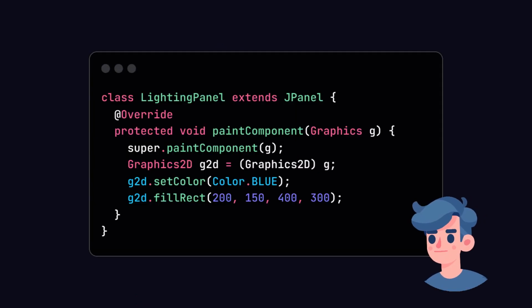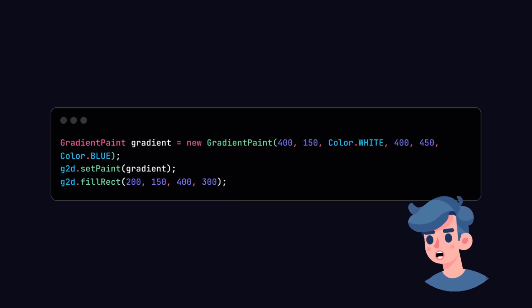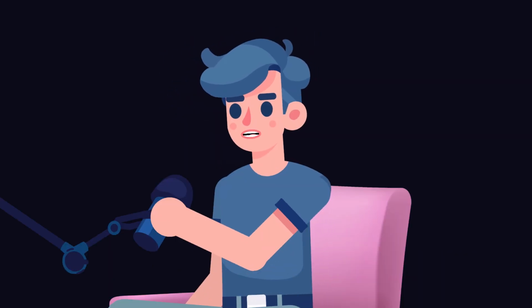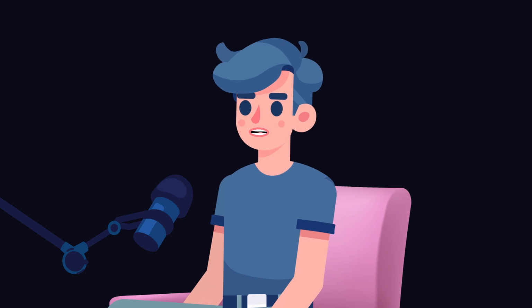For the lighting effects, we can use the Graphics2D class, which allows us more control over shapes, colors, and transparency. To achieve this, we first need to cast our graphics object to Graphics2D inside the paintComponent method. Next, let's add a gradient to give our blue rectangle the illusion of lighting. We can use the GradientPaint class to create this effect. By using GradientPaint, we establish a transition from white to blue vertically across the rectangle, simulating light. Refresh your application, and you should now see your rectangle transitioning from white to blue.